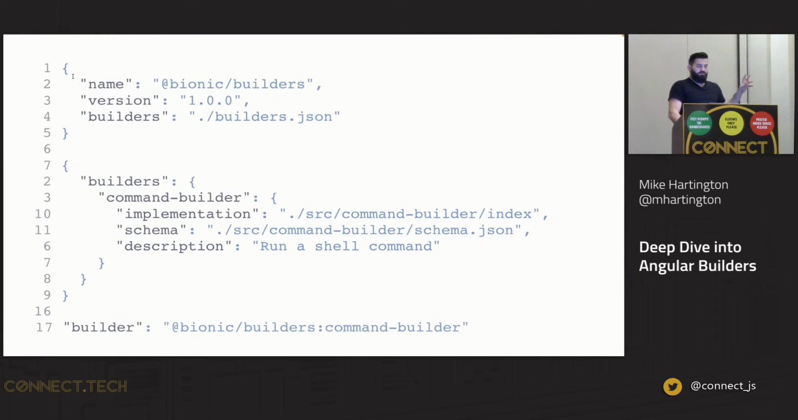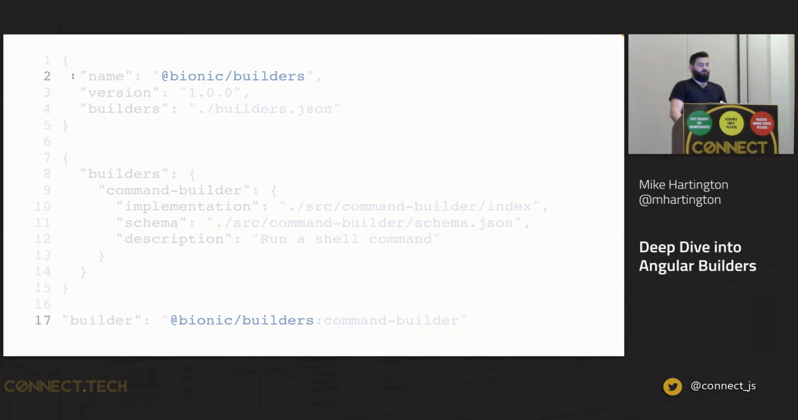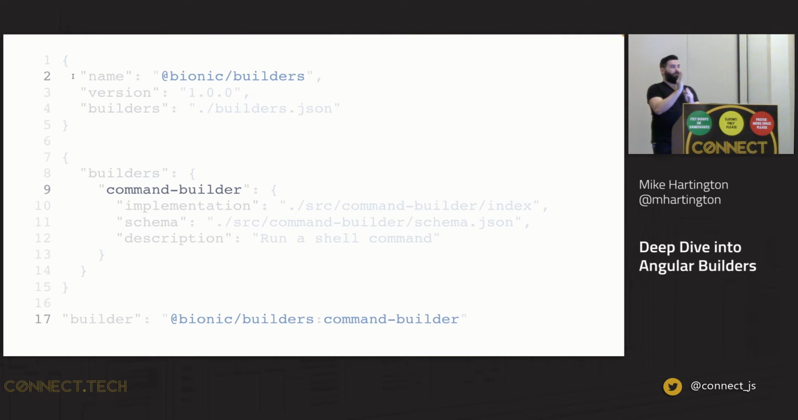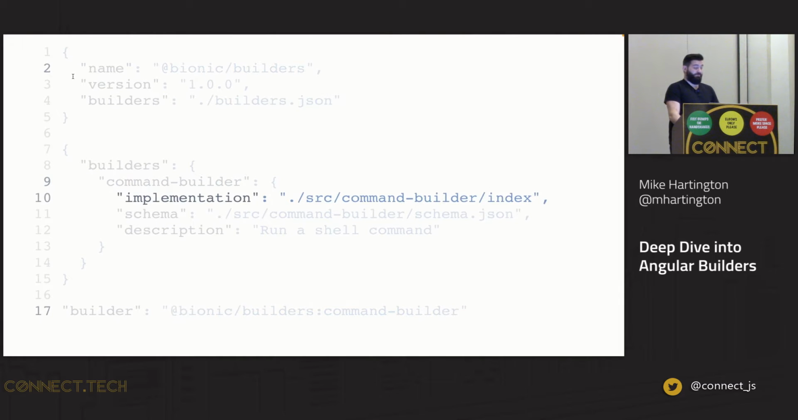So, just to make sure that we're clear on how this all works, we have the package.json up at top, we have the builders.json in the middle, and then we have that builder field from our angular.json. We take the package name and then the builder name, and that is how the lookup ends up working. So bionic/builders, that is our package. We're going to include that on line 17. And then we have a colon, and then this is the builder that I want to run. So all of this is just a real simple lookup, and once that happens, we call the implementation.